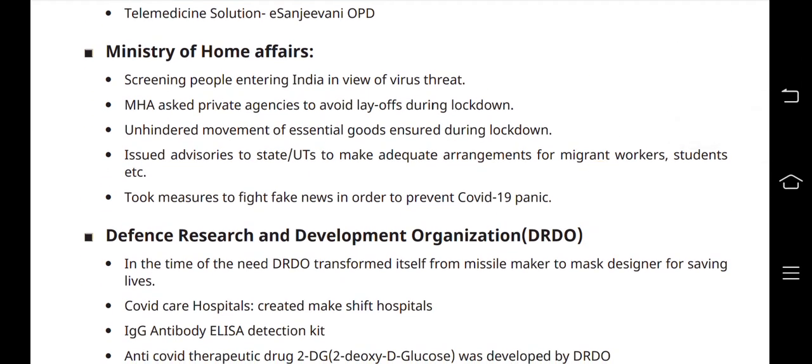Now let us discuss the Ministry of Home Affairs. Screening people entering India in view of the virus threat. The Ministry of Home Affairs asked private agencies to avoid layoffs during lockdown. Unhindered movement of essential goods was ensured during lockdown. It issued advisories to the states and union territories to make adequate arrangements for migrant workers, students, etc. It took measures to fight fake news in order to prevent COVID-19 panic.